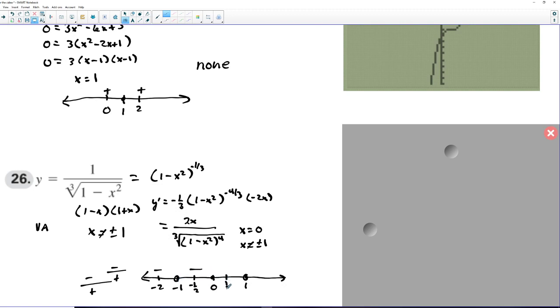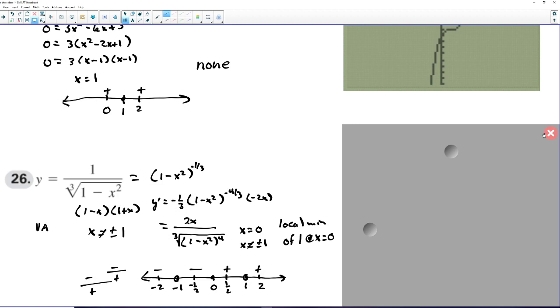How about a positive 1/2? That makes the top positive 1, and the bottom's going to be positive. That's positive. We just made 0. The function is going from decreasing to increasing. We just made that a local minimum. And then 2. Positive over positive, that's positive. So all we have is a local minimum of, if we plug 0 in, we get 1 over 1, of 1 at x equals 0.